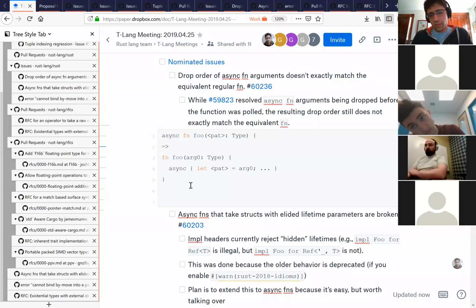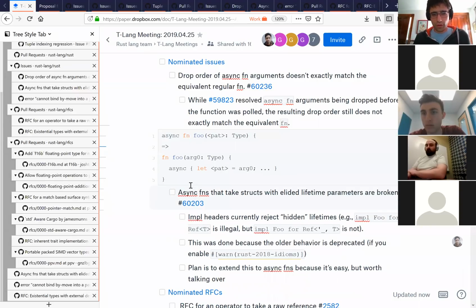The question is, how much do we care about this? Do we want to match precisely the order of normal fns at the cost of making the implementation more complex and the desugaring much more complex? Or do we want to say that the ordinary drop order of functions is kind of wrong, and too bad that we're not going to change it, but it's close enough? I think that I feel like. Go on.